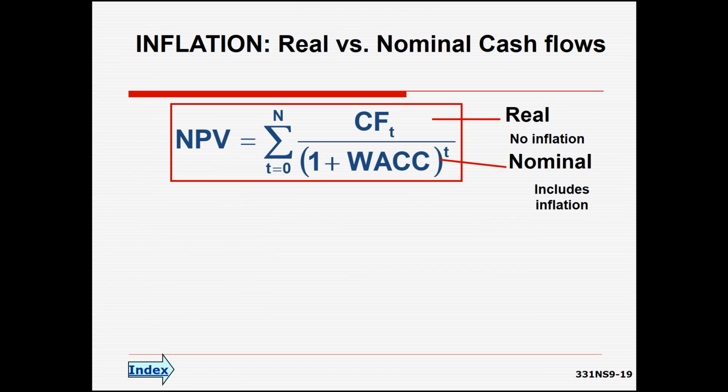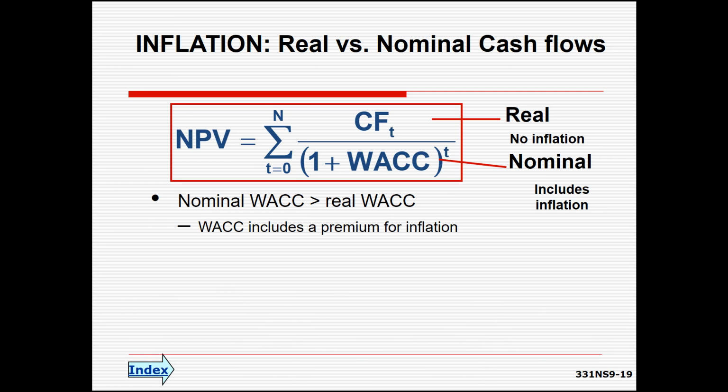To demonstrate further, look at the basic NPV equation. Cash flows in the numerator are real, no inflation. Yet the weighted average cost of capital in the denominator is based on nominal rates with inflation included. Nominal rates are greater than real rates.